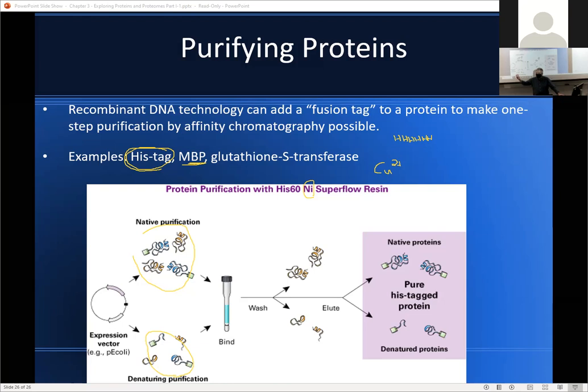Maltose binding protein, that won't work. The difference here, if your protein of interest is soluble, you can do a native purification. If your protein of interest is insoluble, in other words, if it's isolating to the pellet fraction, then you're going to have to denature it. Again, you're going to have to use a denaturing solution like urea or guanidinium. This gets a little bit messier, but again, it's not going to interfere with the HIS tag's interaction with the column.